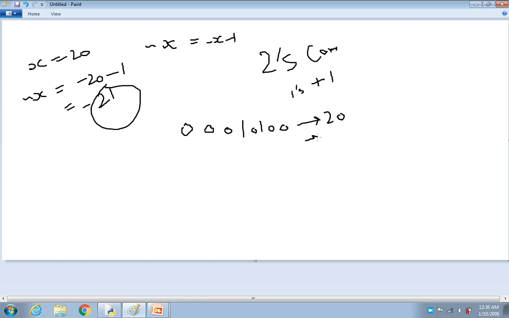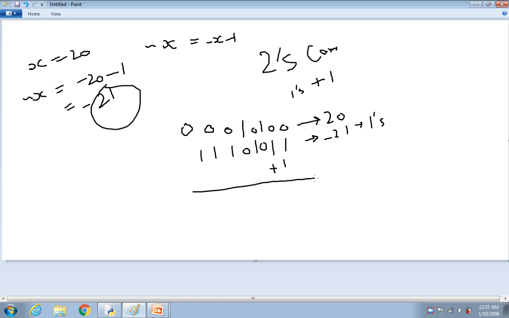So minus 20 is nothing but, we are flipping the inputs, 1, 1, 1, 0, 1, 1, 1. By applying this, this is the 1's complement. Minus 21 means 1's complement, and now we have to add plus 1 to get what? To get 2's complement.